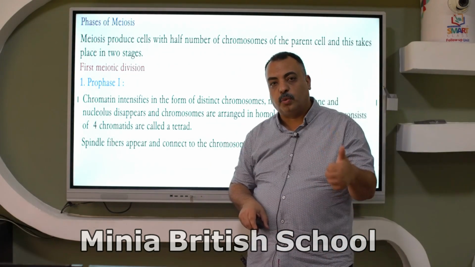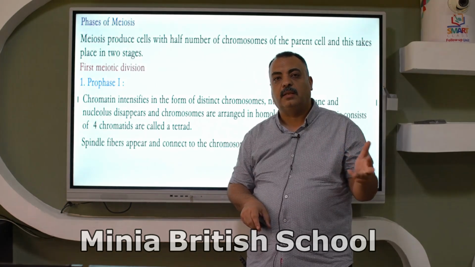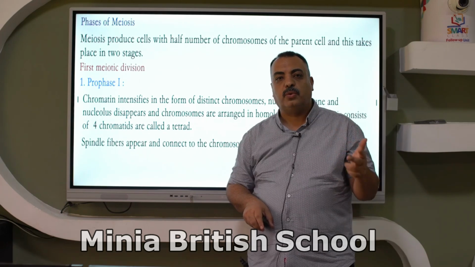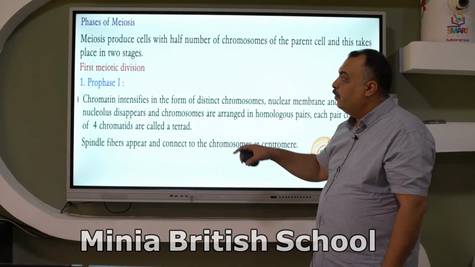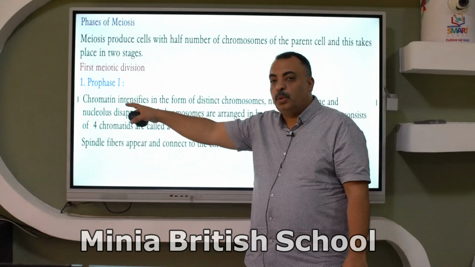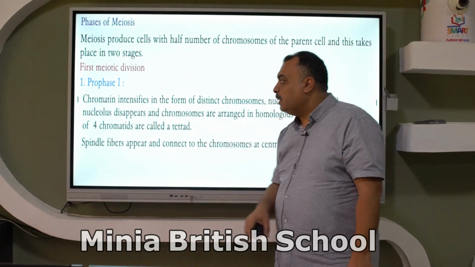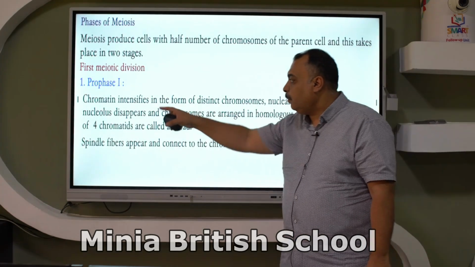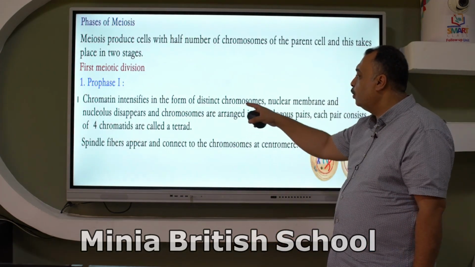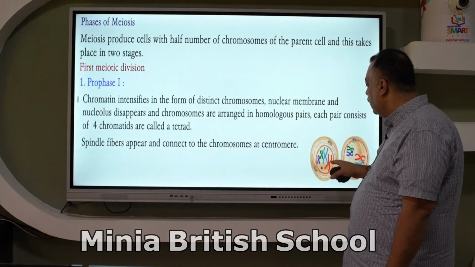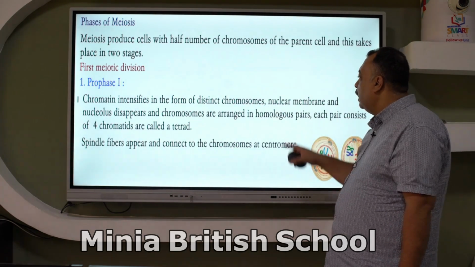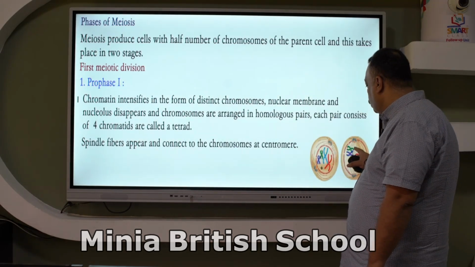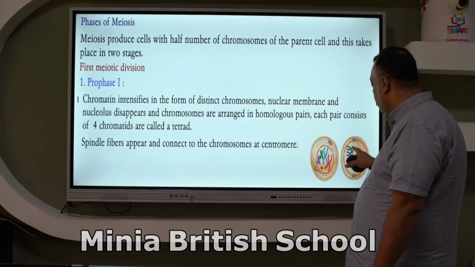Meiosis 1 has prophase 1, metaphase 1, anaphase 1, and telophase 1. Meiosis 2 has prophase 2, metaphase 2, anaphase 2, and telophase 2. Firstly, meiosis 1, prophase 1. Here the DNA is condensed in the form of chromatin. The chromatin intensifies into distinct chromosomes. The nuclear membrane will disappear, and the chromosomes are found freely in the cytoplasm.